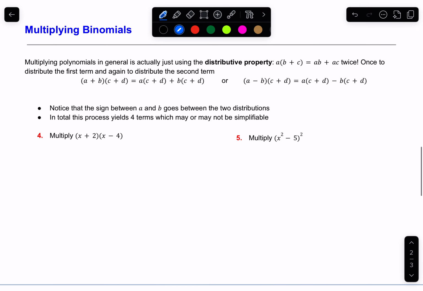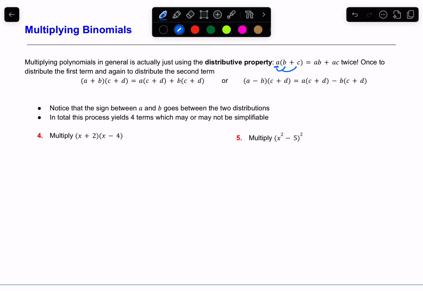All right, so multiplying binomials now. Bi means two. So binomials are expressions that have two terms in them. Multiplying polynomials in general is actually just using the distributive property twice. So instead of doing a times b plus c like we just did, now we're going to have to distribute two terms. Okay, so in this first part over here where we see a plus b times c plus d, this becomes a times c plus d plus b times c plus d, where notice the a and the b were the two pieces of the first term, and the c plus d just stayed where it was.